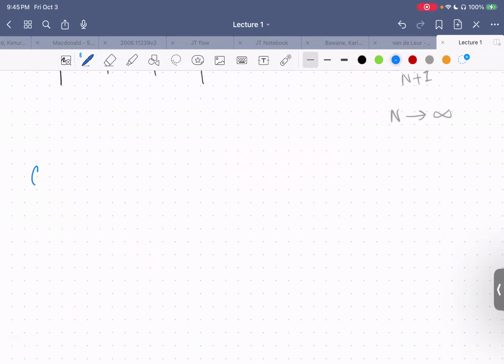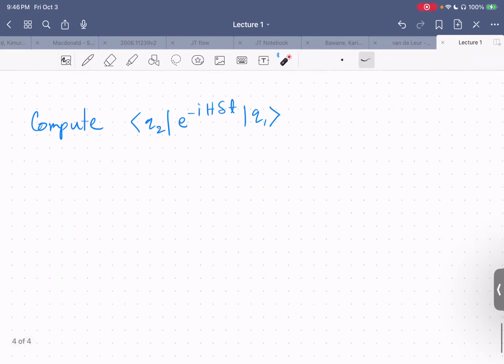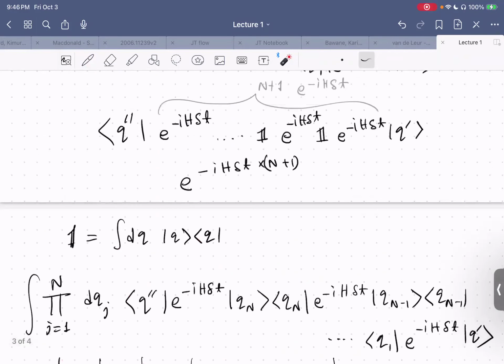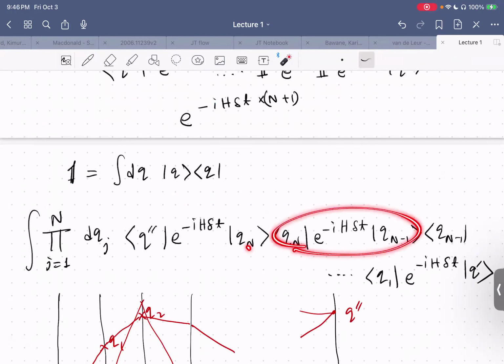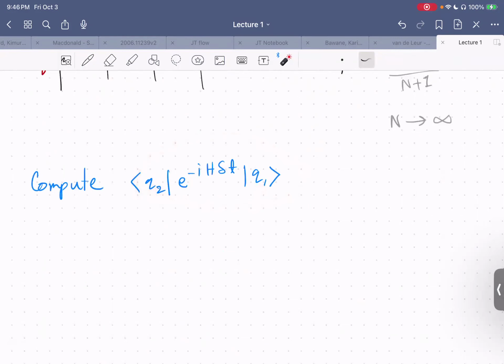So now our job is to compute the transition amplitudes, let's say, from Q1 to Q2 when this time is very small, okay? The values of Q1 and Q2 will depend on which amplitude we're computing. But we want to compute this generally for any Q1 and Q2. Great.